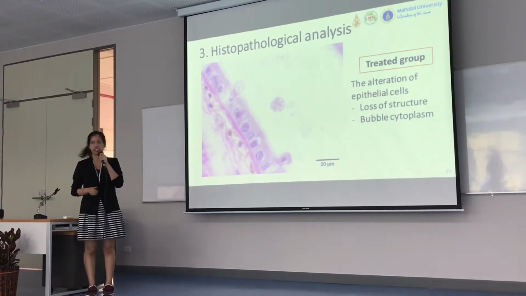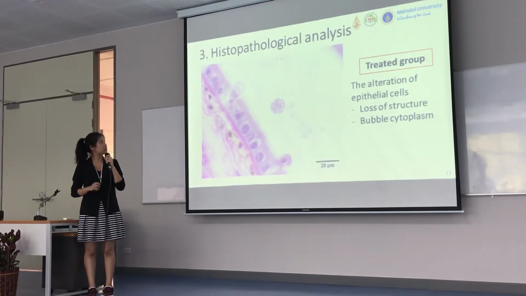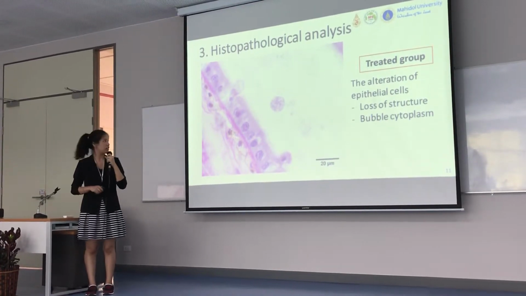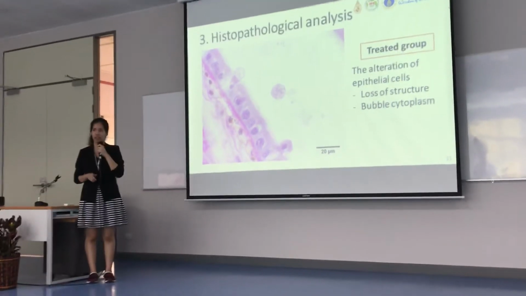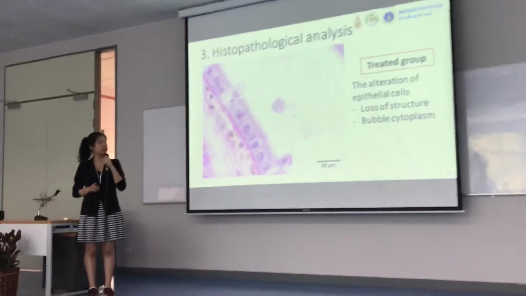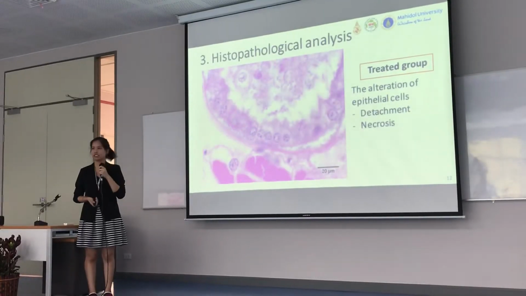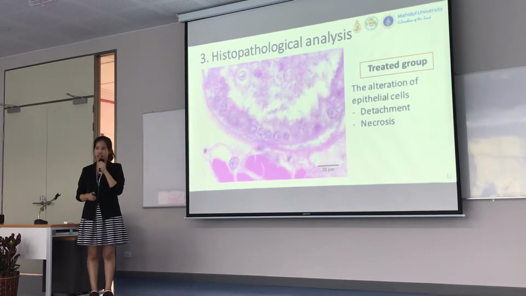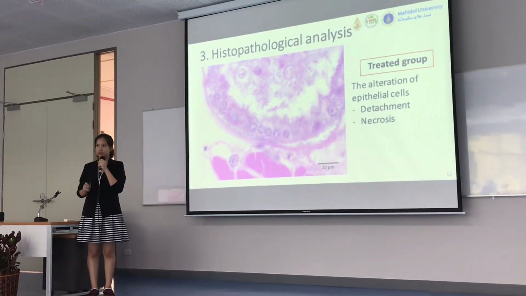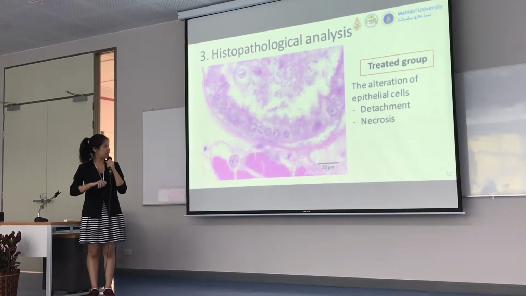where you can see the pale to white cytoplasm and the epithelial cell enlargement. Next, this slide shows alteration also. You can see the loss of structure of the epithelial lining, and the columnar cells protrude out to the lumen, and you can also see the bubble cytoplasm. And this picture represents the detachment of the epithelial lining, or separation of epithelial cells out to the basement membrane, like this.